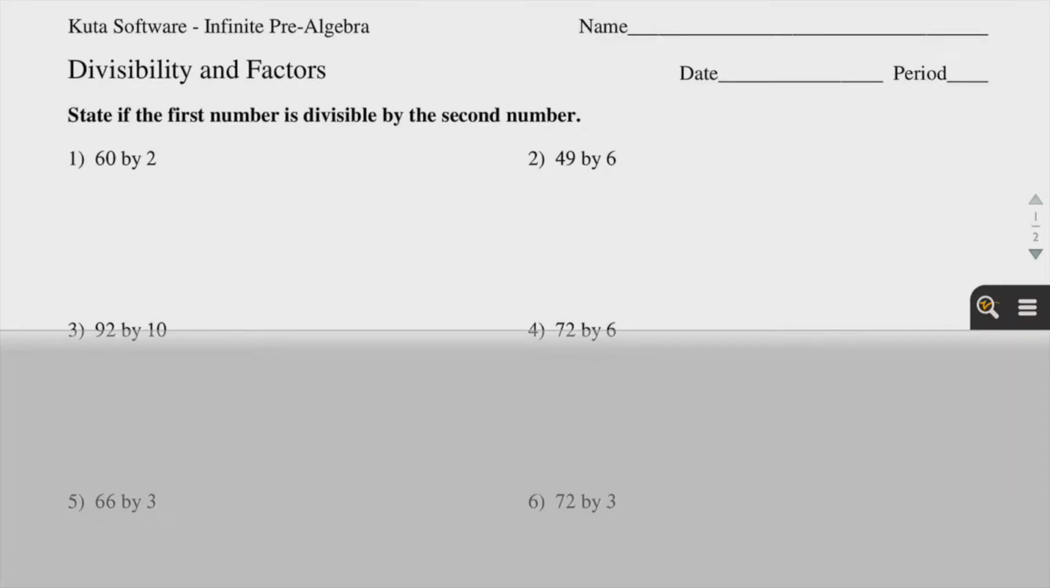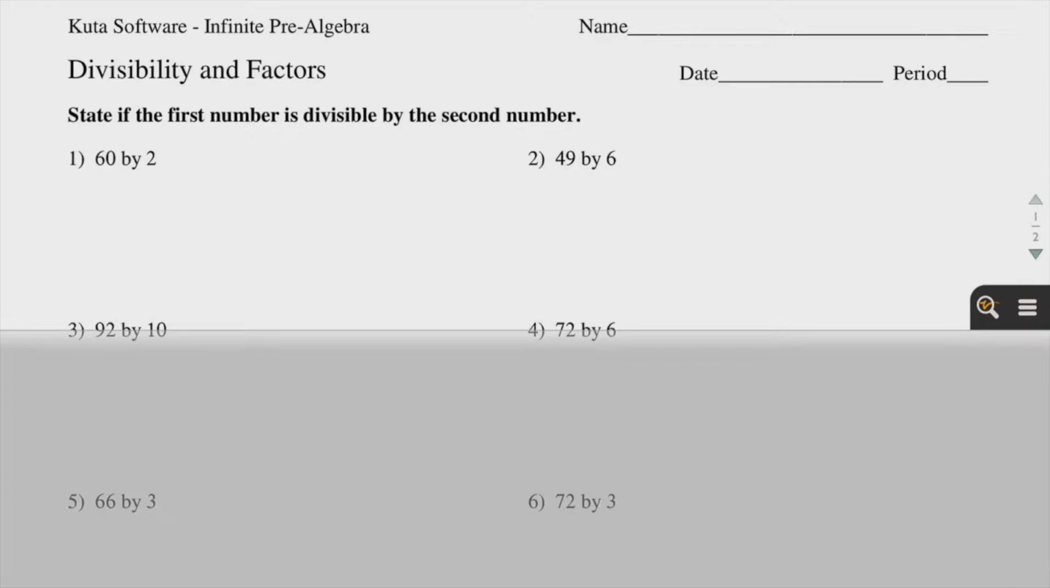This video is going to cover pre-algebra divisibility and factors. What we want to do is to see if one number is divisible by another number, meaning it goes into it without going over. If you divide two numbers and there's no remainder, then the number is divisible.